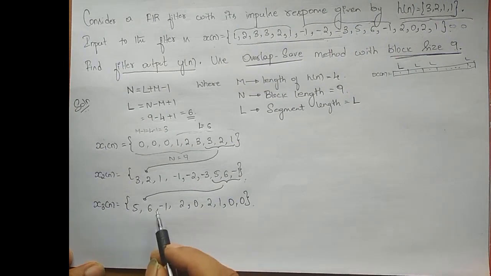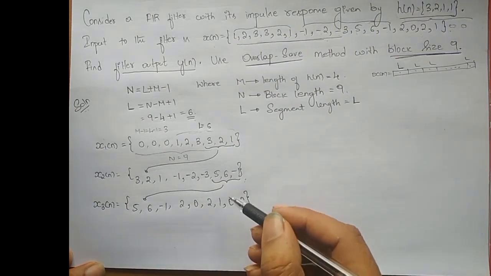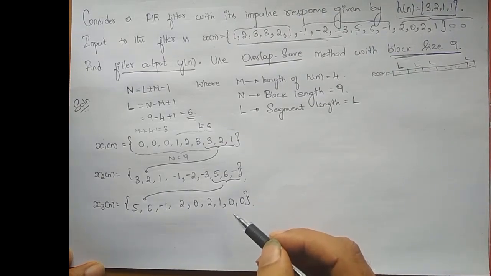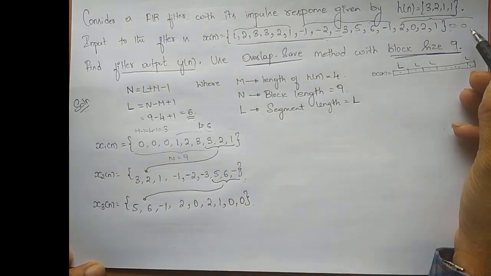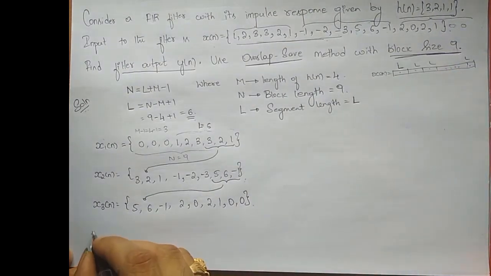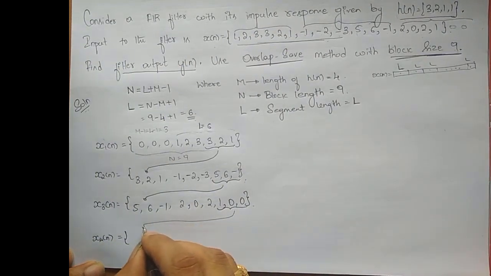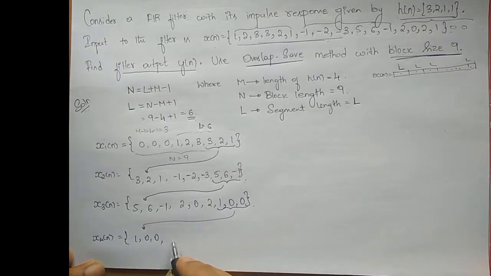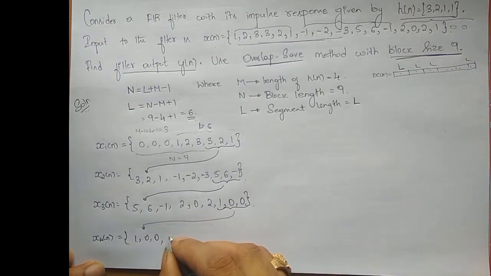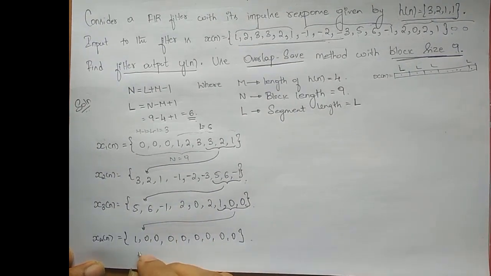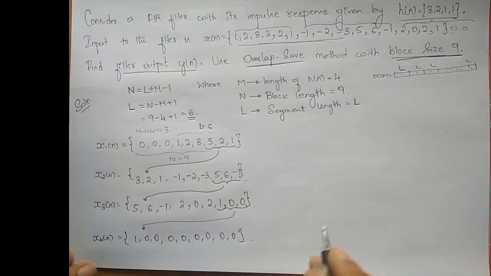No. I have to keep continuing creating blocks until I get all the samples. Since I ended up with the input samples, the last M minus 1 samples are 1, 0, 0. So x4 of n has 1, 0, 0 coming here, whereas for the rest of the 6 samples, since I don't have anything, I have to pad with zeros, so that the total length is 9. If I continue with x5 of n, the next block, I get zeros everywhere. So I have to stop here.